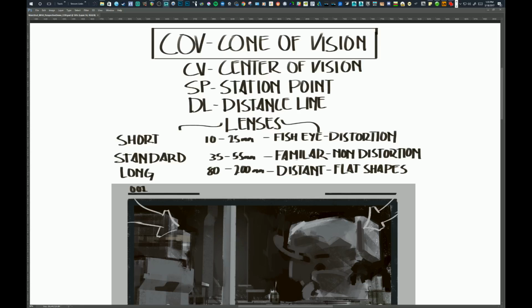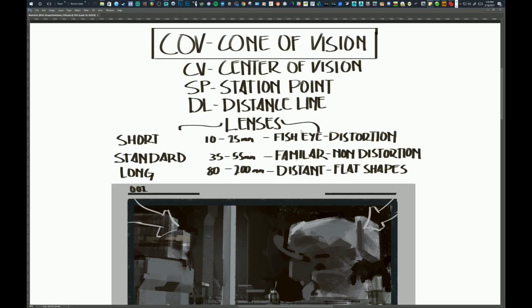Hey everybody. So today we are going to discuss the cone of vision. We're going to talk about the who, what's, when, where, how, and whys of the cone of vision. This is a very important tool that we can use in order to determine in linear perspective how distorted something is, or what field of view it is, or what lens it's using.